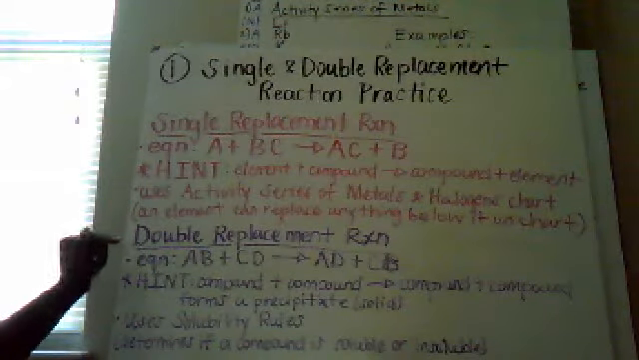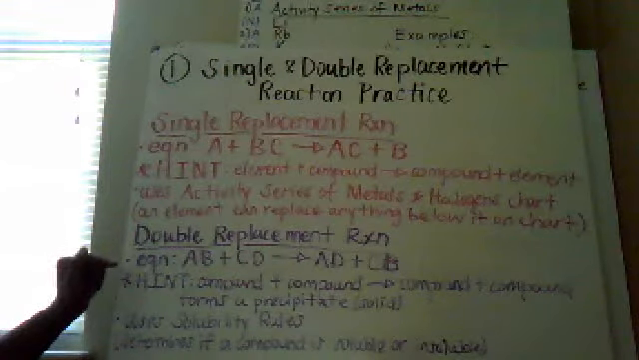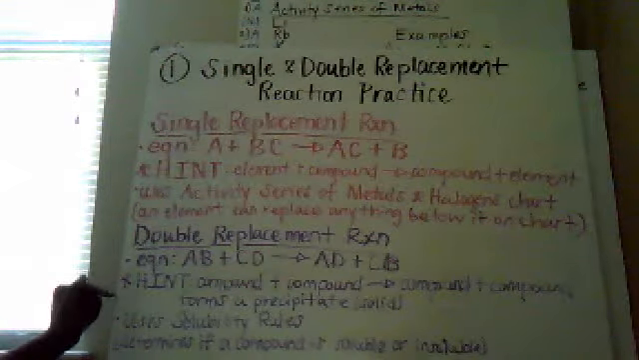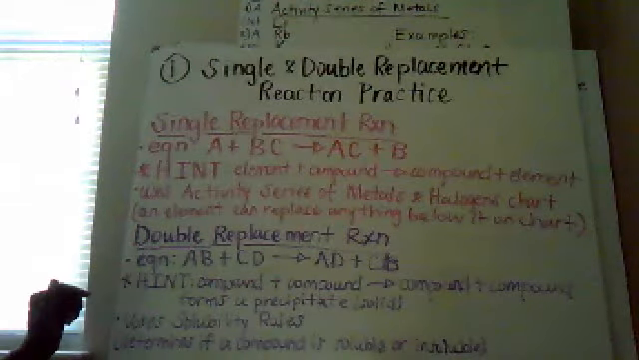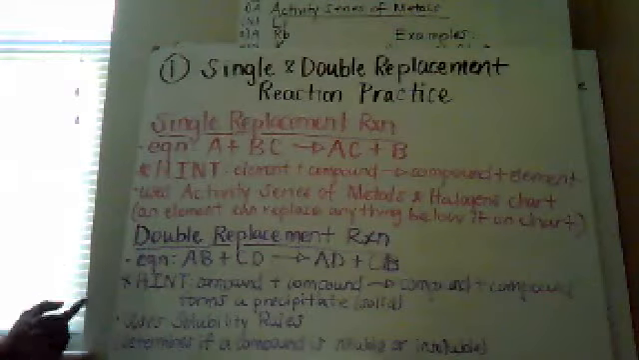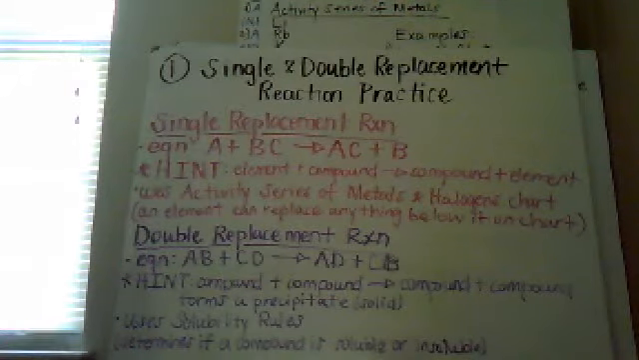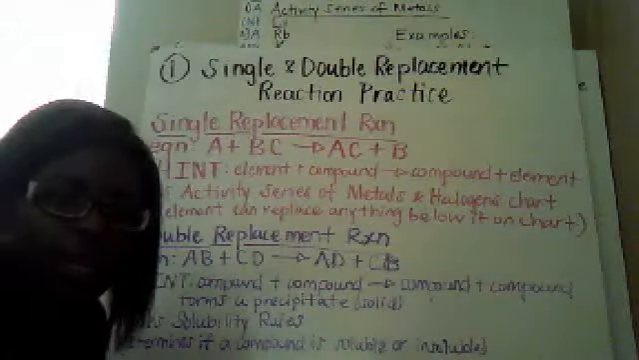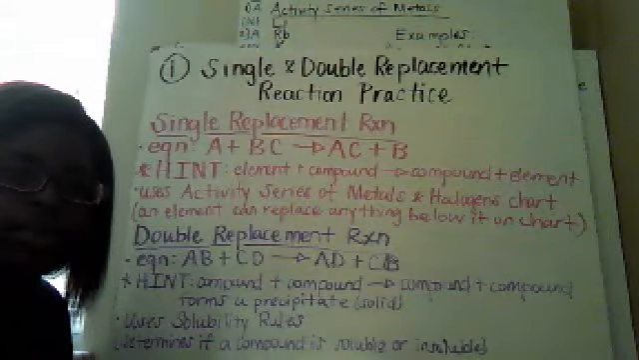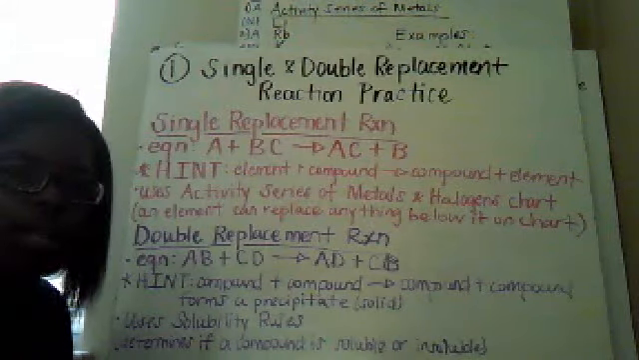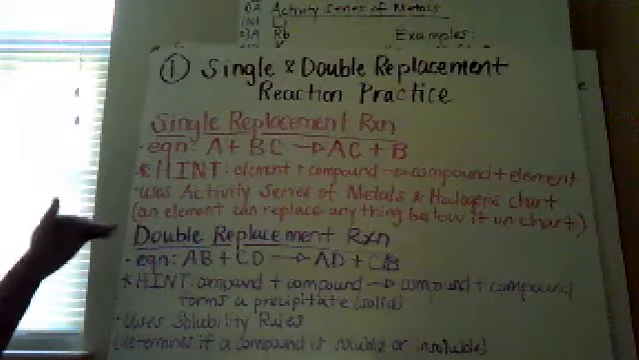Double replacement reaction has the equation AB plus CD is going to yield AD plus CB. The hint here is your compounds. You're going to have 2 compounds for your reactants and 2 compounds for your products. It's going to form a precipitate, which is a solid. It's using the solubility rules, and this is going to allow us to determine if a compound is going to be soluble or insoluble. So at any point, if you don't understand how we're determining whether to use the activity series of metals or the solubility rules, you reference this material to make sure whether you have a single replacement reaction or a double replacement reaction.